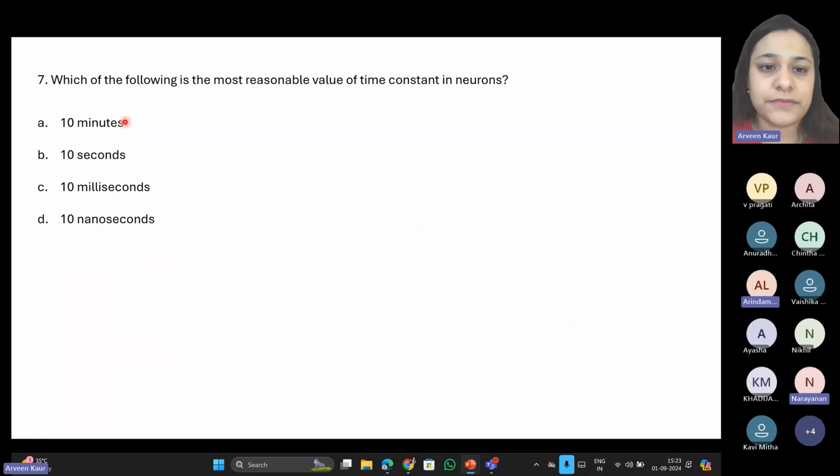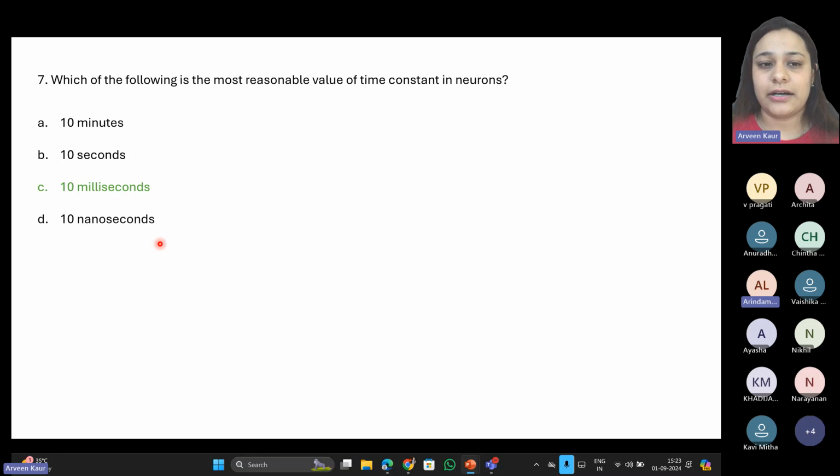So which of the following is the most reasonable value of time constant in neurons? Is it about 10 minutes, 10 seconds, 10 milliseconds, or 10 nanoseconds? The answer for this one is going to be 10 milliseconds. Why is it so? What is the time constant? The time constant is tau, a value you might recall from the time constant lecture in this module.